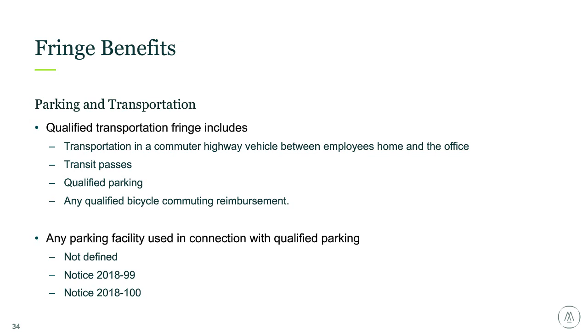That's now UBI from a federal perspective. Qualified bicycle commuting expenses, if you provide that free for employees, up to $25 a month, that's no longer a tax-free benefit for those employees. And then outside of those qualified transportation fringes, parking facilities used in connection with qualified parking are also lumped in. That's how we get that parking lot lumped into these parking and transportation benefits.